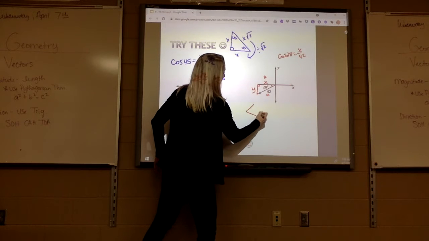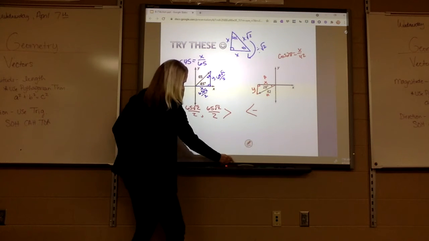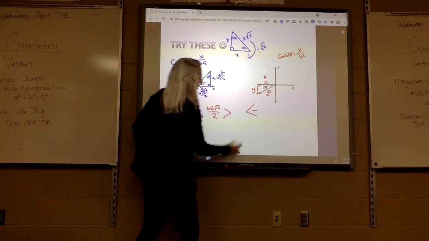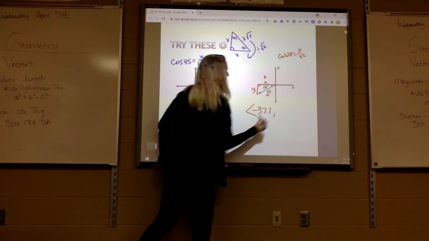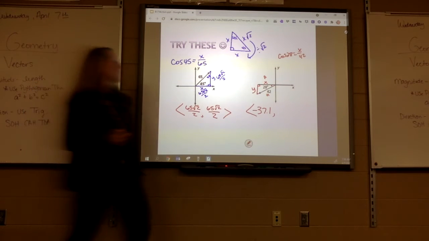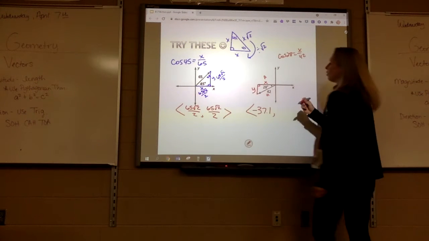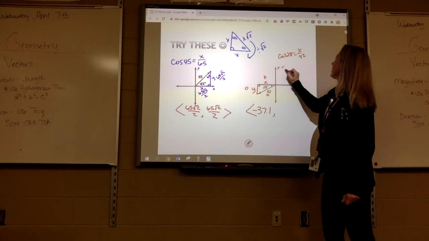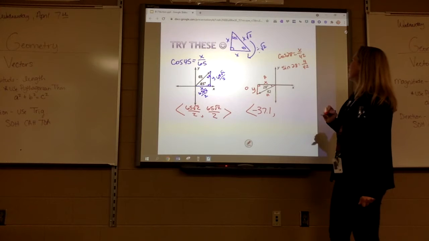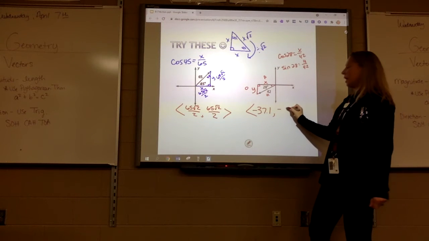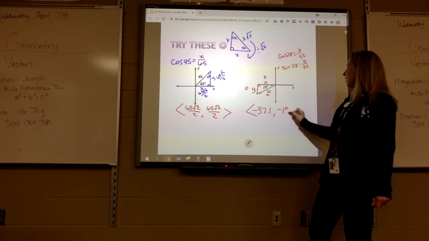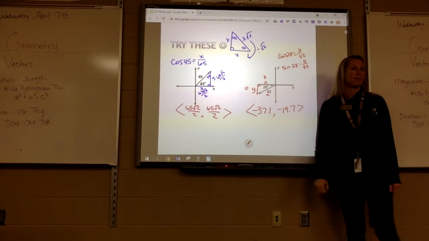So I know the x value is going to be negative 37.1. Right? Negative 37.1. Comma. 19.7. Oh, you already found it? Which trig function did you use? Sin. So sin 28 equals y over 42. 42 times sin 28, what was it? Negative what? Negative 19.7. Okay.